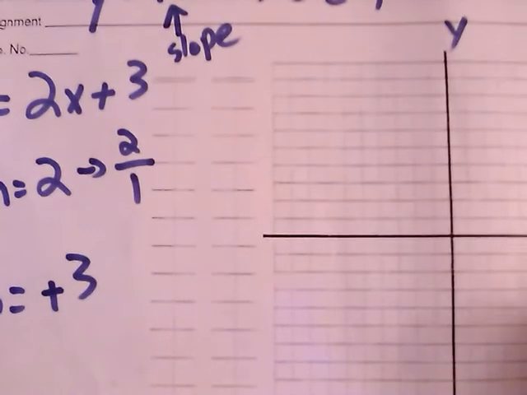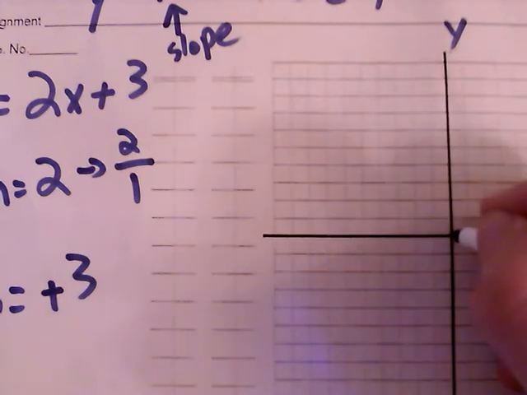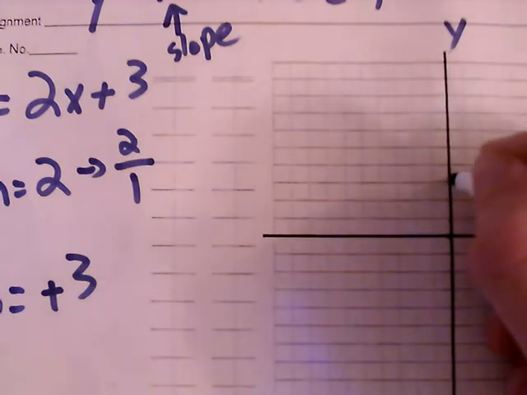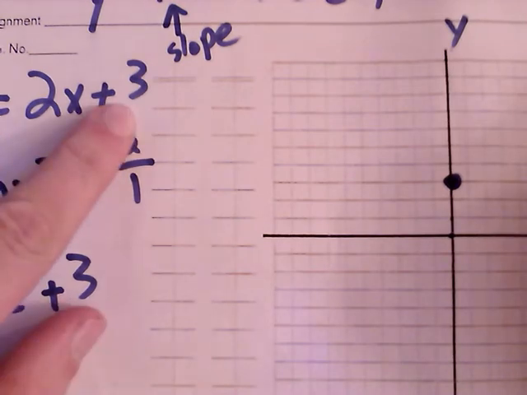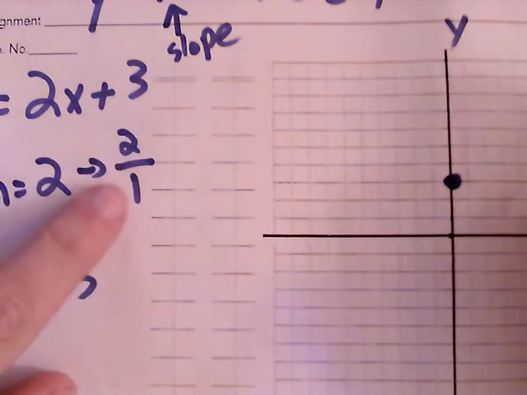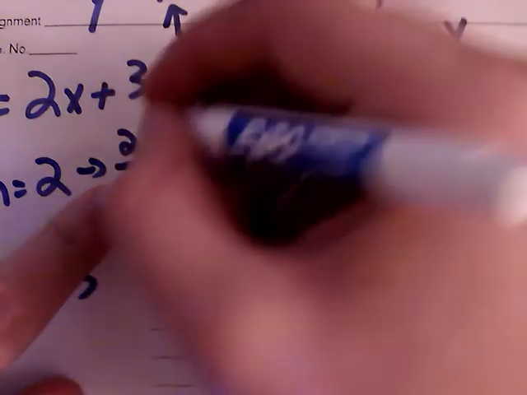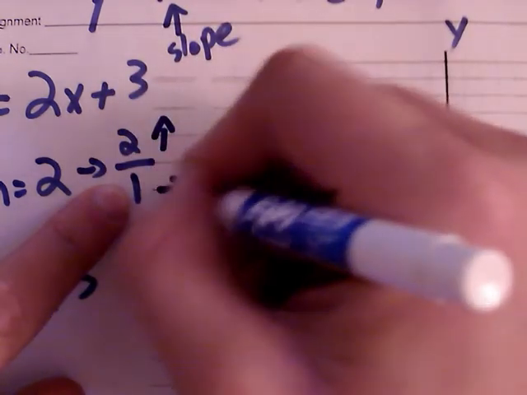So now we're going to go on the graph. So first I started at my origin, I count up 3. So that is my first point. I get that point because it says y-intercept is 3. Now since my slope is 2 over 1, it tells me to move up 2 and right 1.